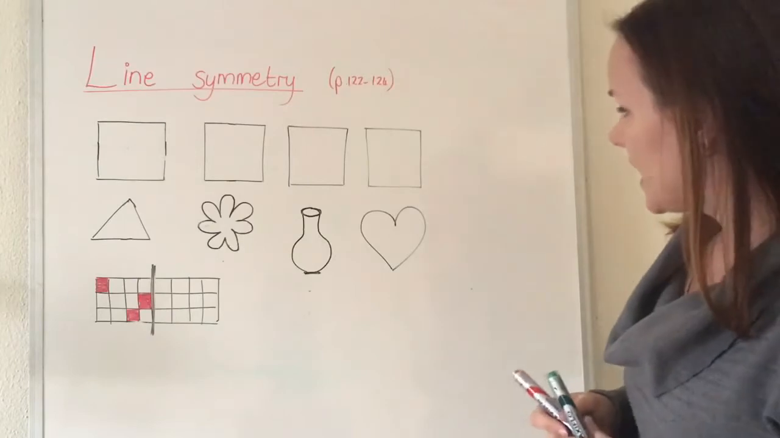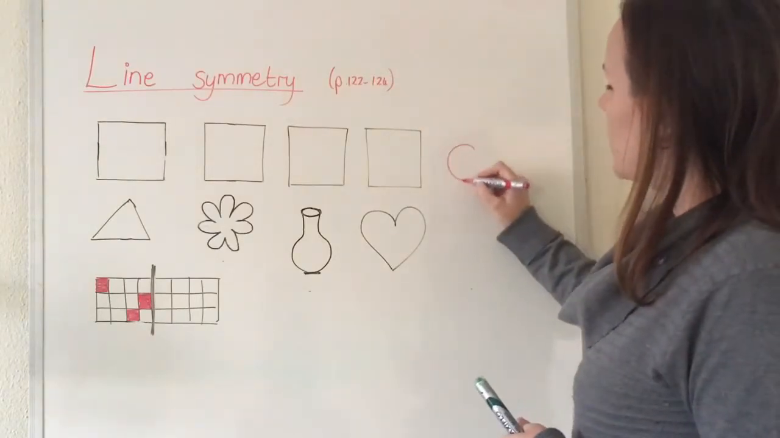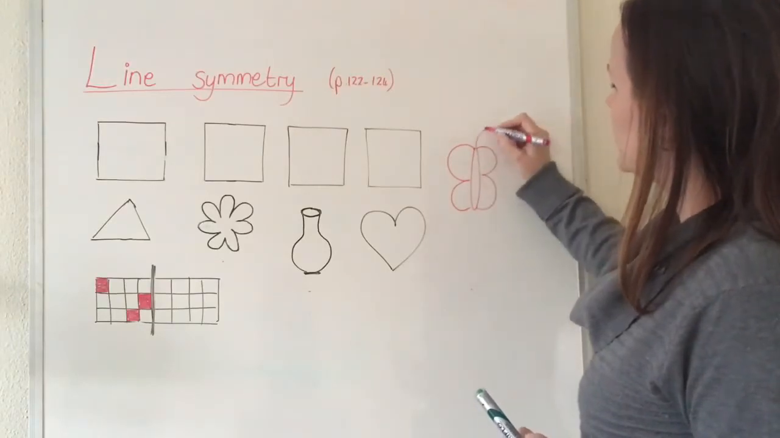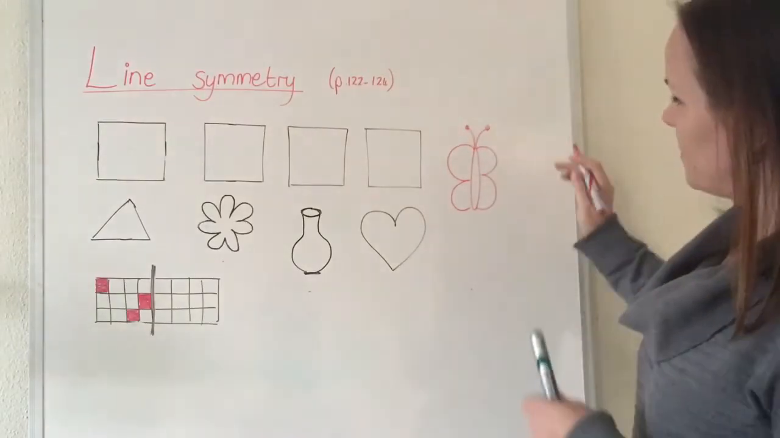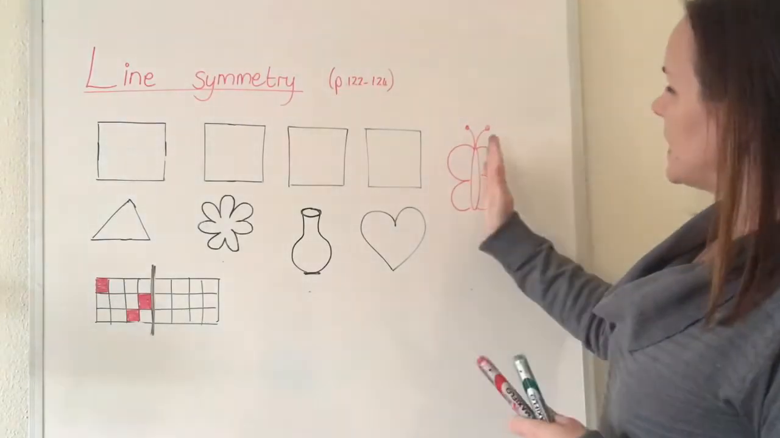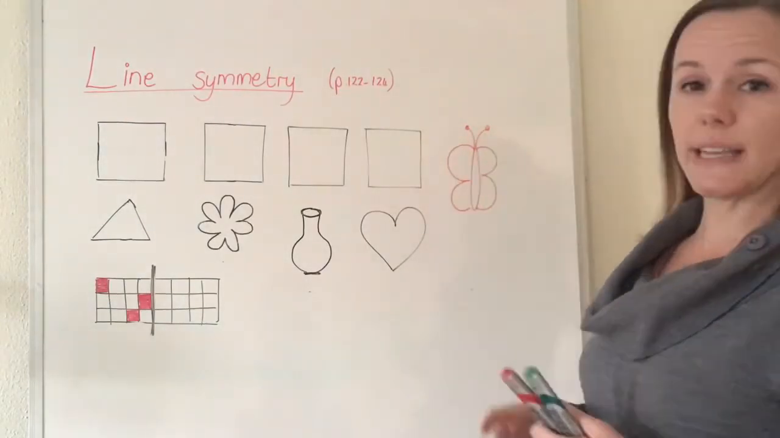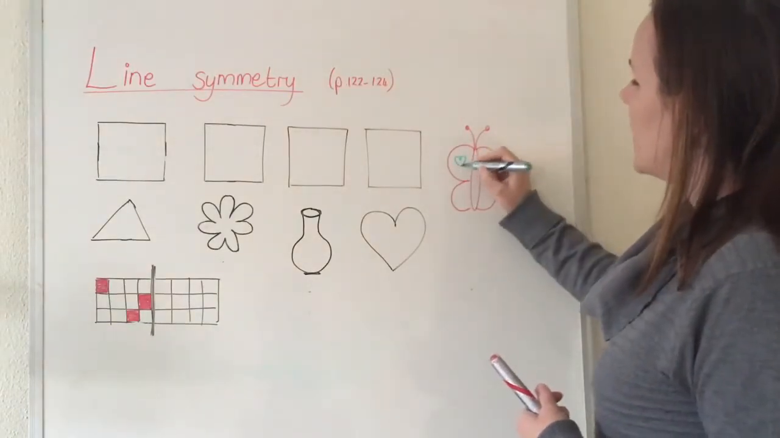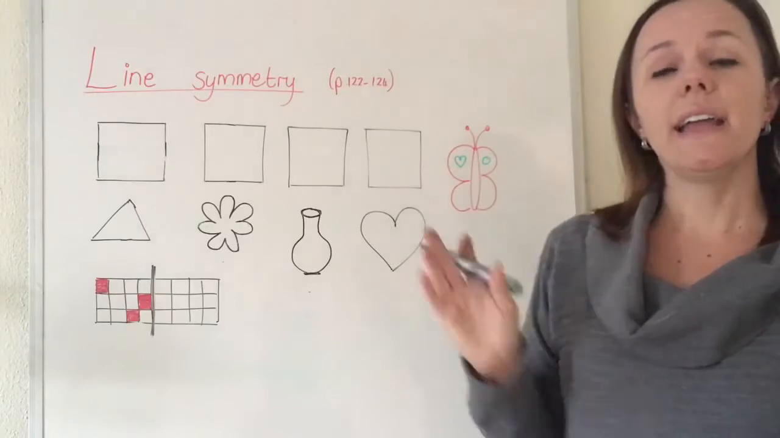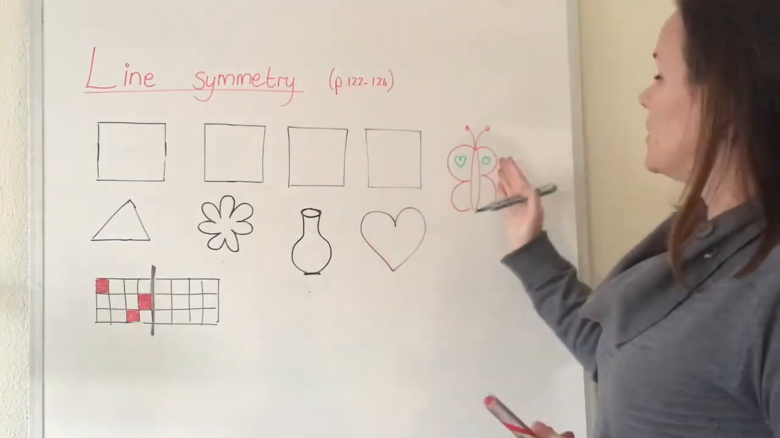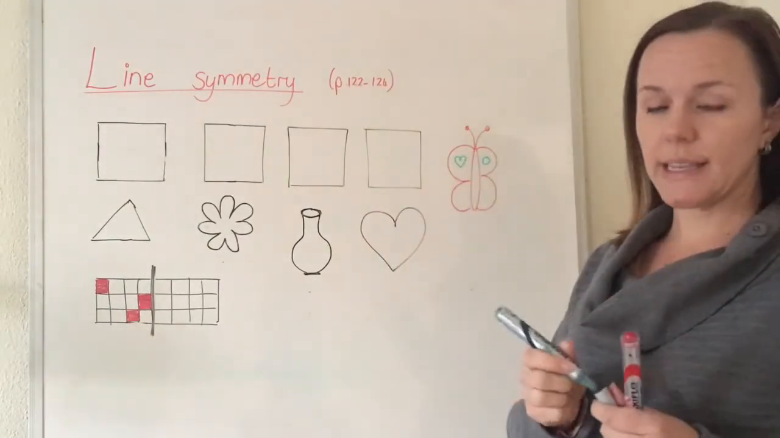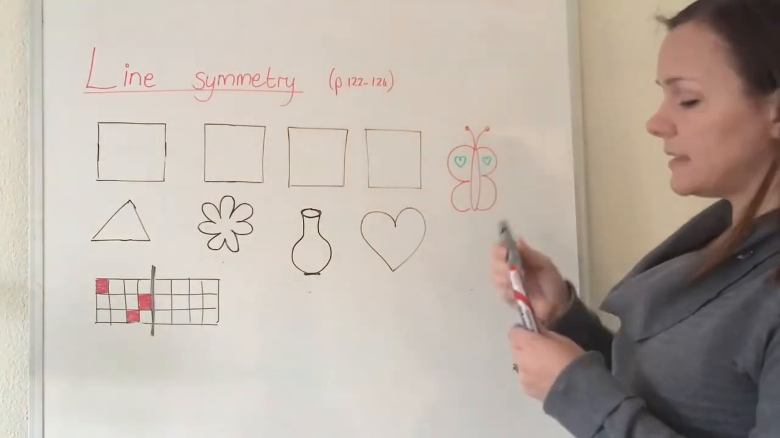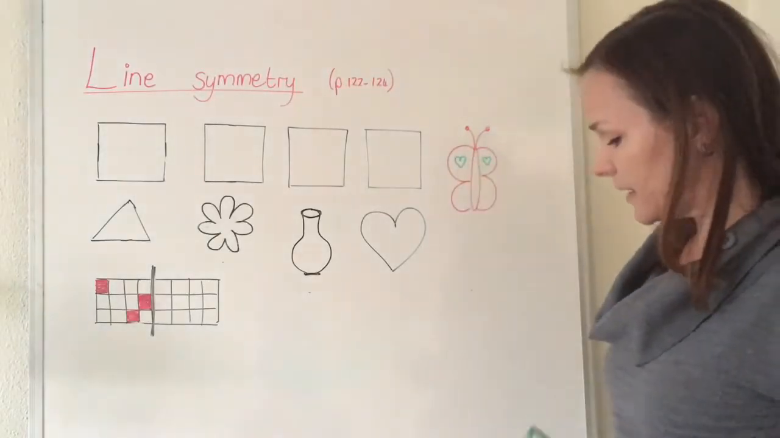Let me explain. If I have a butterfly, let's draw the butterfly here. You can see that this side of the butterfly looks the same as that side. If this side had a heart and this side had a circle, it's not a symmetrical shape because the one side doesn't look the same as the other side. But if I had a heart there, then it is the same on the one side as the other side.